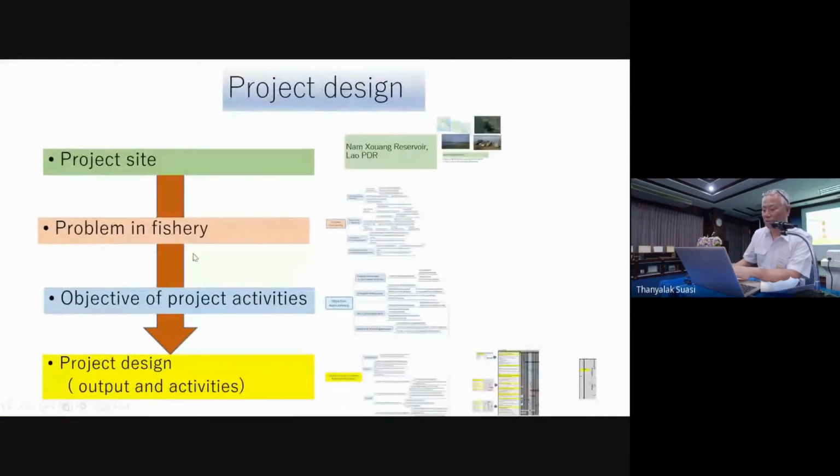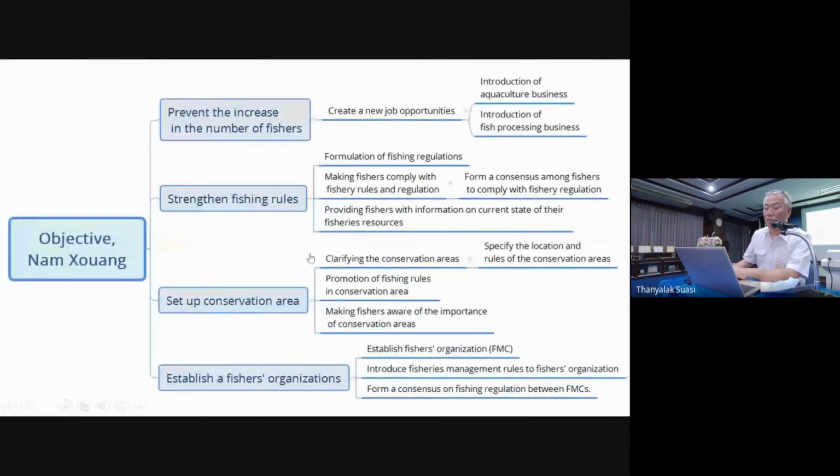And next step, the objective of the project activity. There are four activity objectives. First is to prevent an increase in the number of fishers. Second is to strengthen the fishing rules. Third is to set up the conservation area. And fourth is to establish a fishing organization.